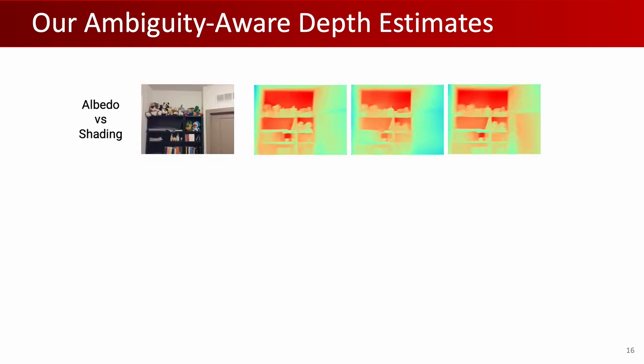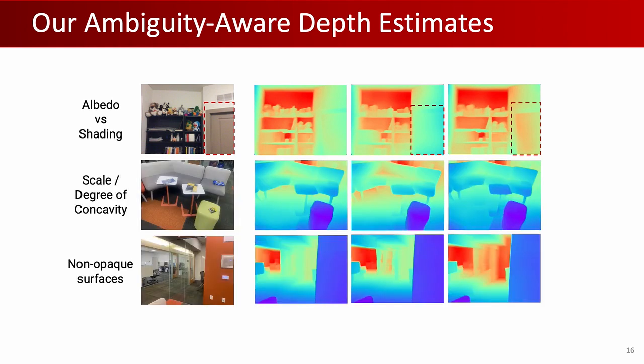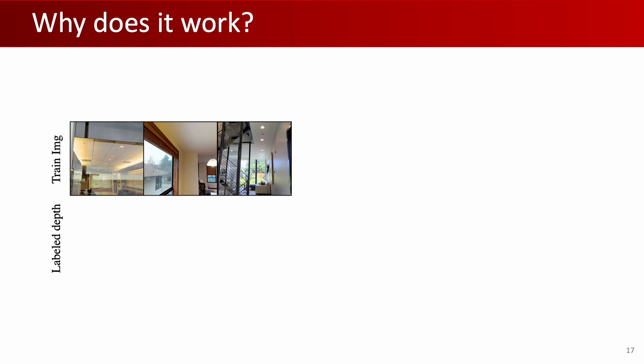We find that our ambiguity-aware prior is able to capture the different ambiguities, such as albedo versus shading, as shown in the door frame, different scales of concavity of the sofa seat, as well as multimodality in the outputs of non-opaque surfaces. Now, why does it work?